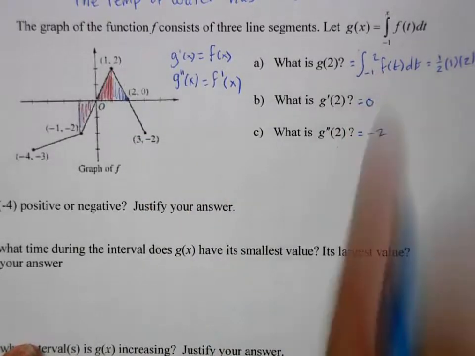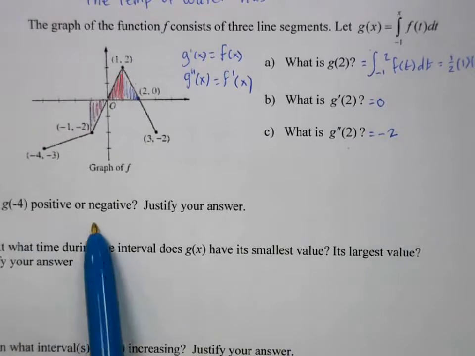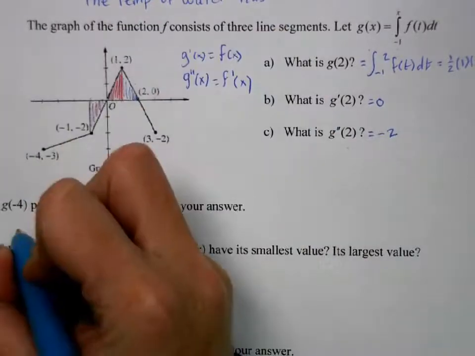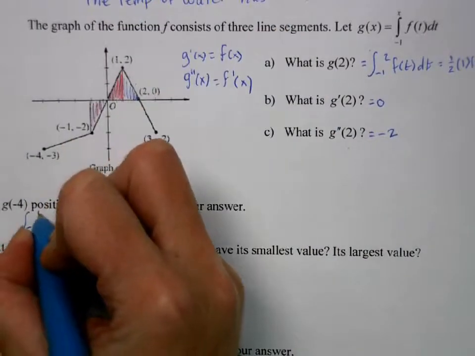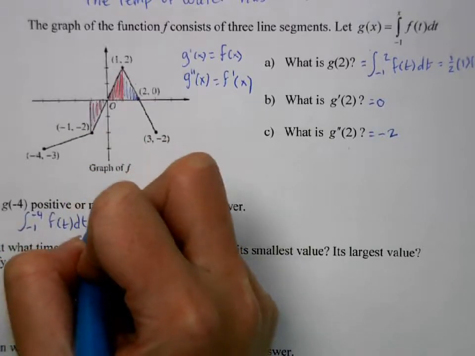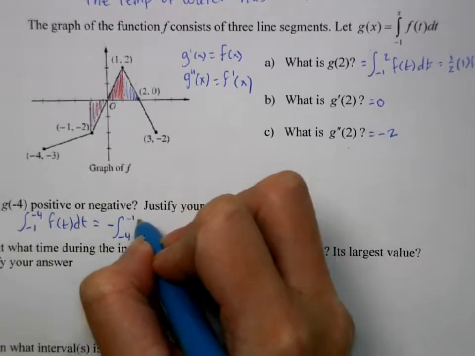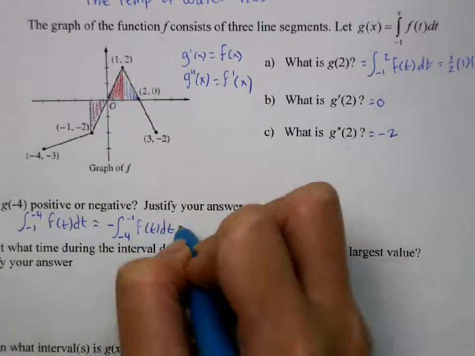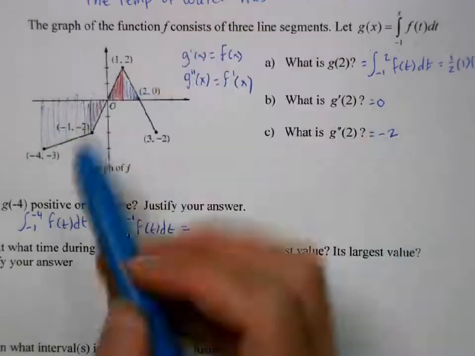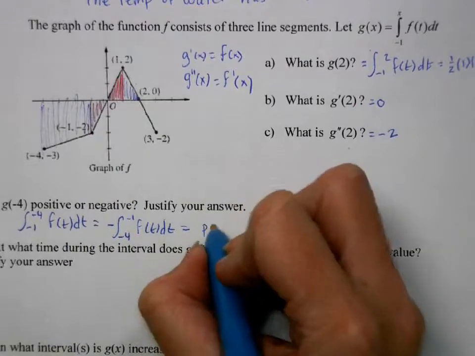Okay, is g of -4 going to be positive or negative? Well, g of -4 is going to be the integral from -1 to -4 of f of t dt, which is going to be the opposite of the integral from -4 to -1. So it's going to be the opposite of this integral. This integral would be negative, so if I have a negative, it will be positive.